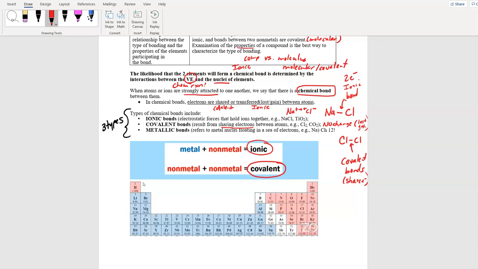Metallic bonds have to do with metals nuclei floating in a sea of electrons. So you will literally only see the metals, or you would see what's called like alloys. In alloys, they are a blend of metals. So like the greatest examples of alloys would be like coins, jewelry, steel.